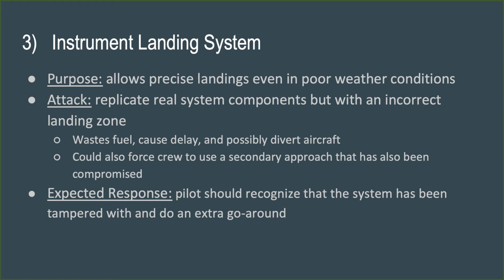And so by the time you figure this out, you've wasted fuel and caused a delay and maybe even diverted your aircraft. This could also cause more attacks because it can force the crew to go into a secondary approach, basically, that may also have been compromised. So the expected response here is that the pilot should be able to tell from the system itself beforehand that it's been tampered with, and so they should be able to recognize that manually.